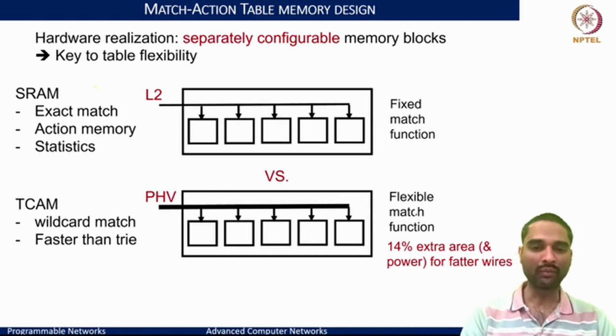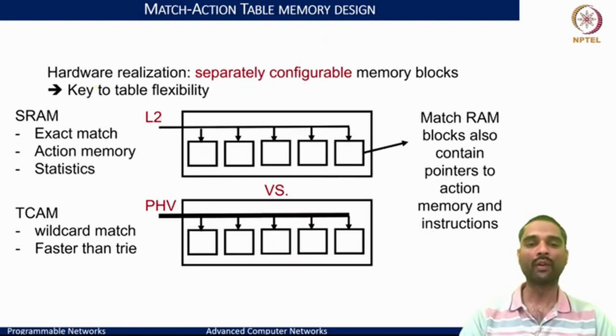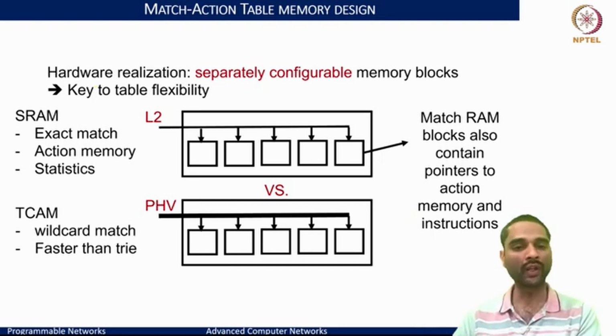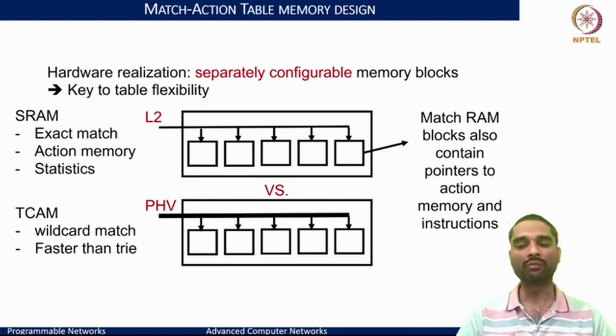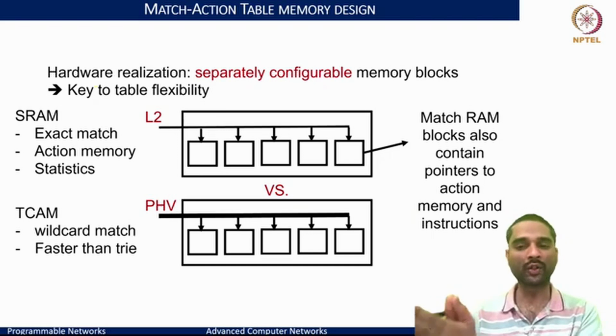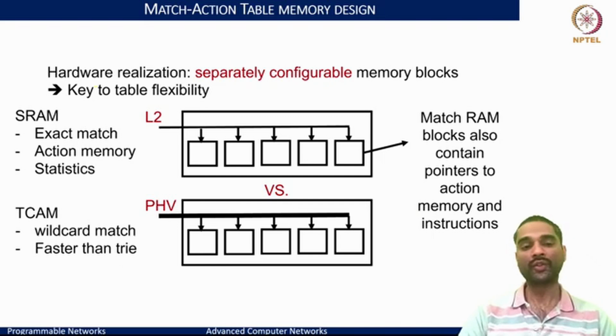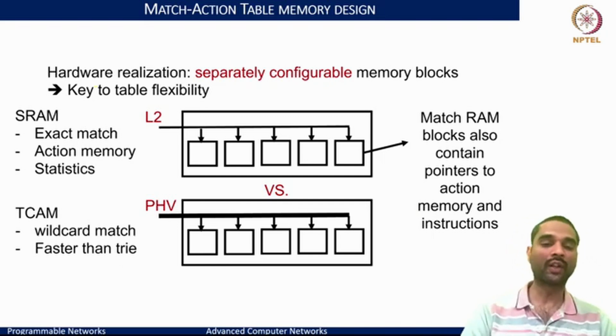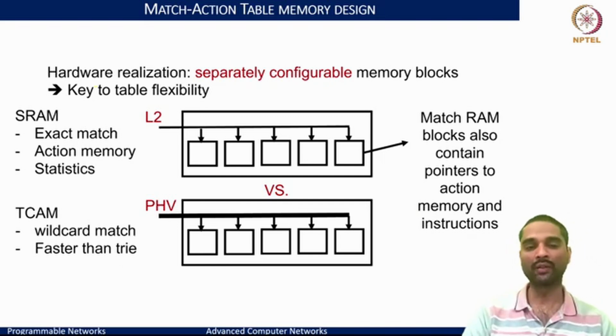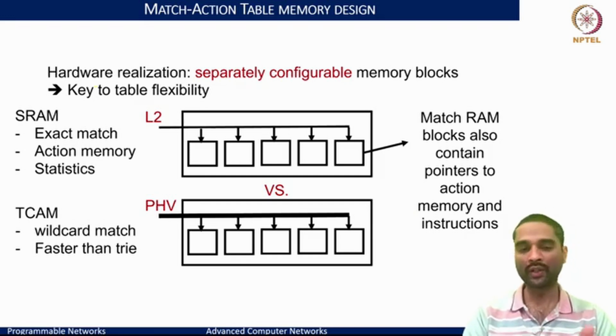But this TCAM incurs extra power, like I mentioned, with extra area requirements as well. But nonetheless, these match blocks contain a pointer to the set of actions that you would want to take, and those actions are encoded in memory as the set of functions or instructions that you would want to execute. And on this usage of TCAM, like you learned earlier about the trie approach, the TCAM wildcard matches are much faster than the trie-based approach, but nonetheless they are power hungry.